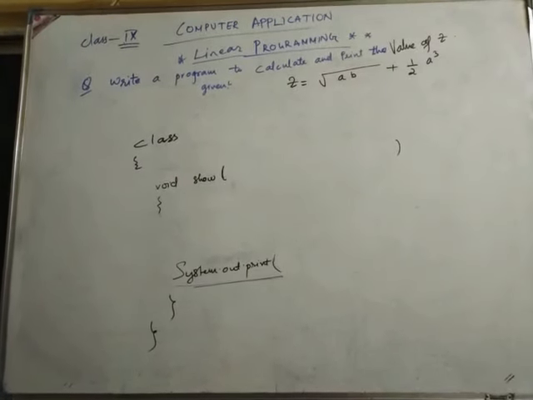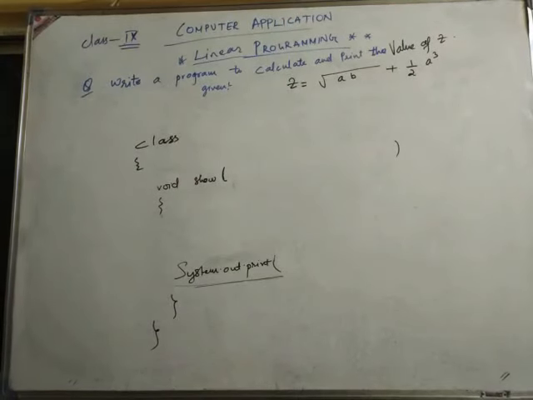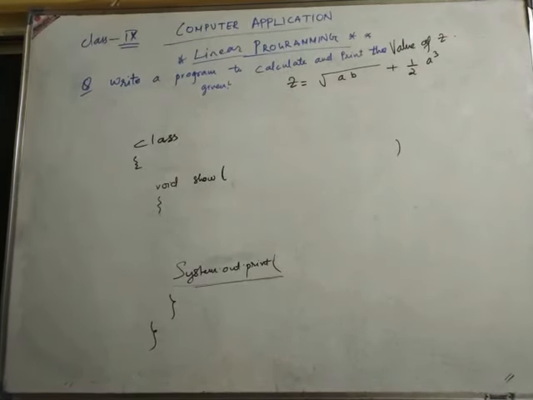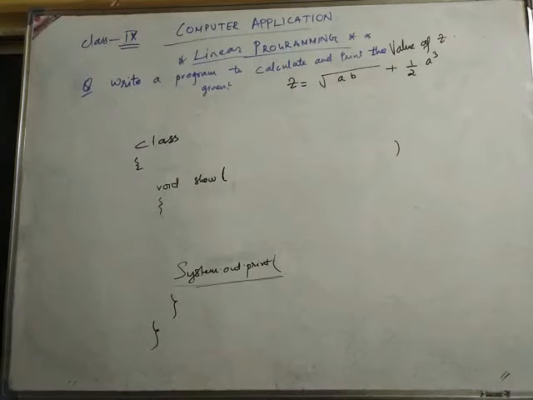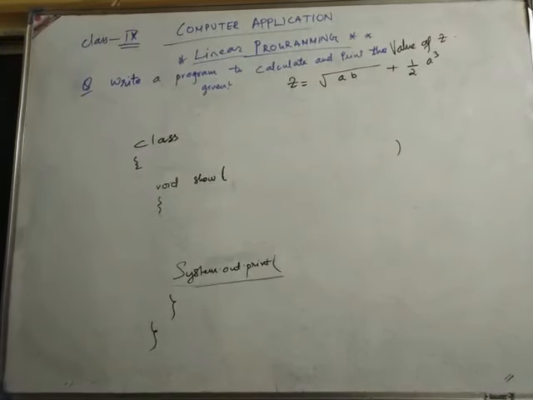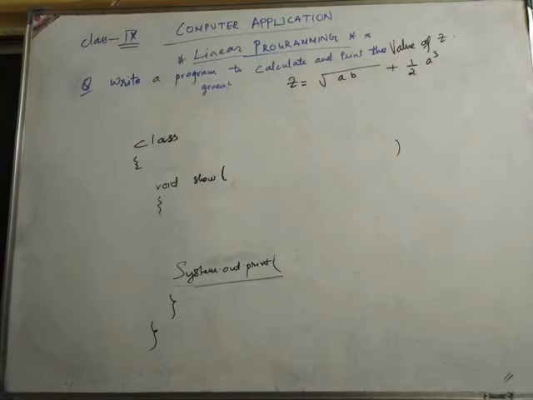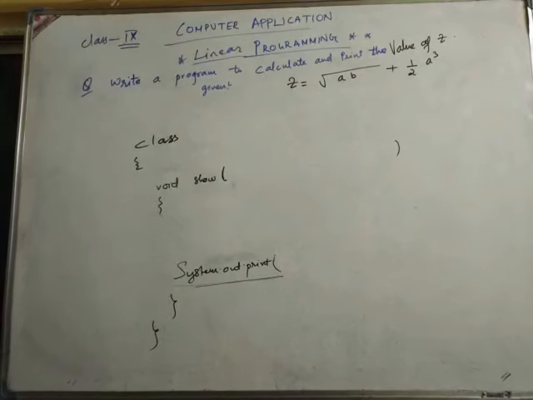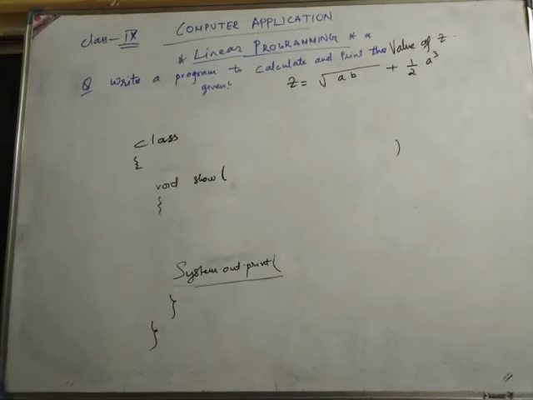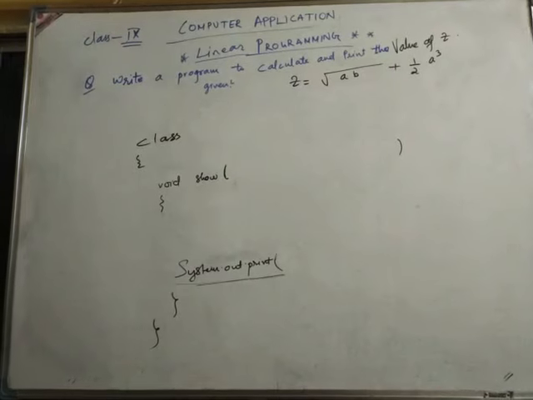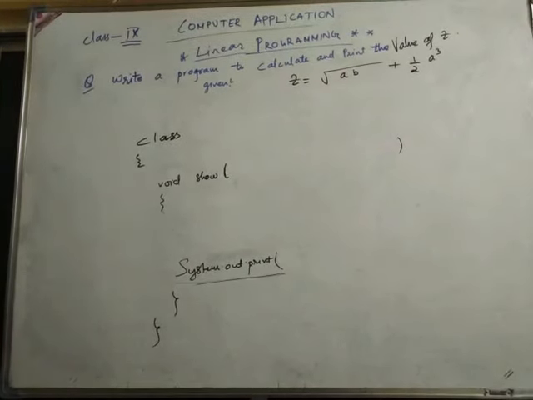Now see, the question is asking: write a program to calculate and print the value of z, given z equals root under ab plus half a cube. Z is a simple variable, and z can be calculated when we know the values of a and b. If I put the values of a and b in that equation, the z value will get calculated. So the input I need to ask from the user is the value of a and b. So in the bracket of void, I will write int a, int b.